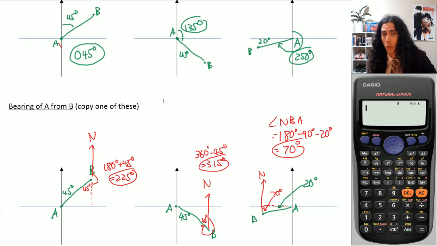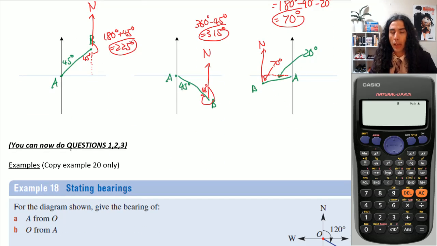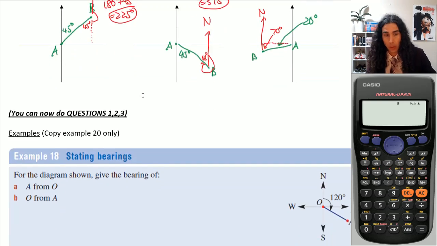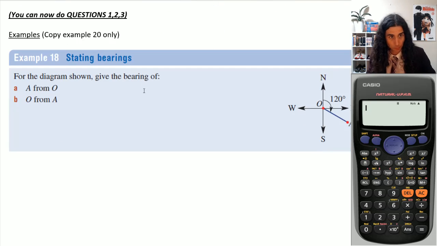Okie dokie. I'm scrolling down, and you'll see a little note here. You can now do questions 1, 2, 3. You now know enough from the book to do questions 1, 2, and 3. If you want, you can stop the video here and just do that. But I'm going to keep going. So I've got examples from the textbook, which I start off just with bearings, but then I'm going to move on to trigonometry.